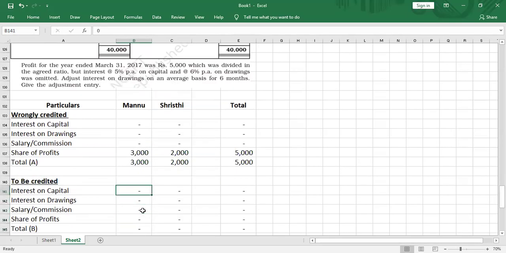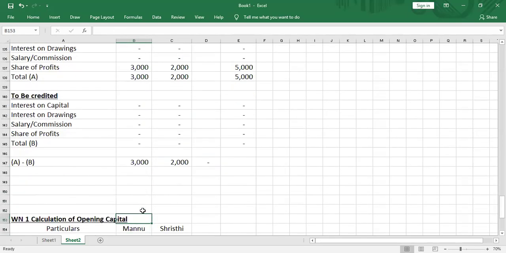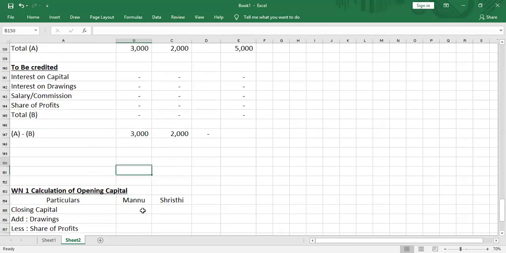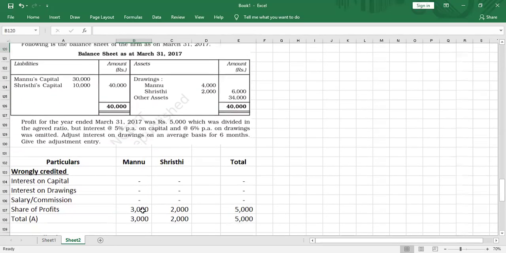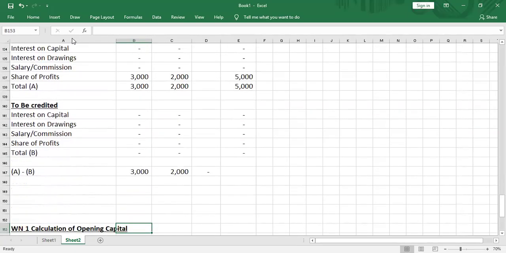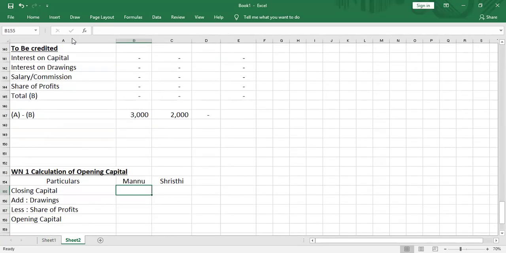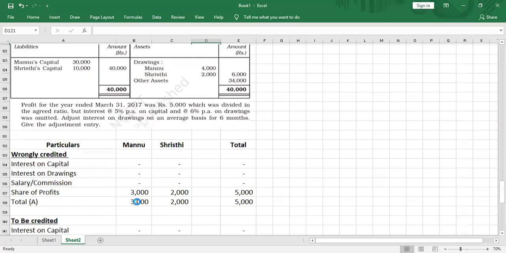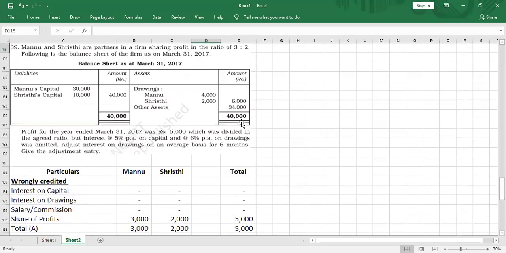Now, in order to calculate interest on capital, we need to calculate the opening capital of Manu and Srishti. The closing capital of Manu and Srishti from the balance sheet are 30,000 and 10,000. Now, in this question, I will not do drawings. Why will I not do drawings, my dear children? Because if you look at the balance sheet, drawings account is still open in the balance sheet.